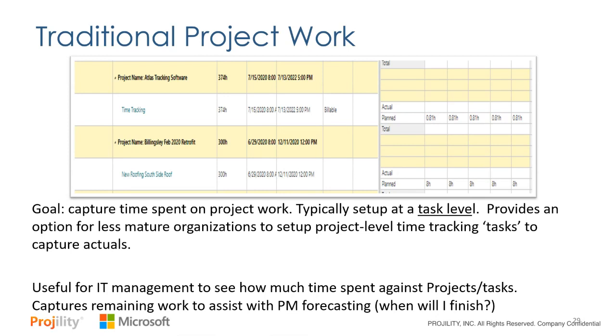So as we start thinking about project work, the goal of tracking project work is to capture the time that's spent on specific activities. We typically set this up at a task level. So we have a project, like the bottom one in the graph, the Billingsley retrofit. Below that, we have a task, new roofing Southside roof, that's assigned to this individual. They've got 300 hours. It's due on 12/11.